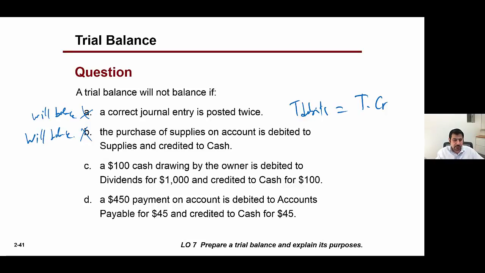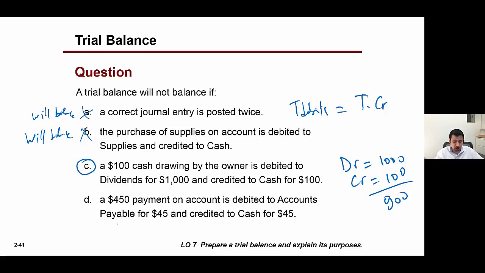The third one is $100 cash drawing by the owner is debited to dividends for $1,000 and credited to cash for $100. Now this one will not balance. So this is the right answer. Why? Because the debits here are equal to 1,000, whereas the credits are 100. There will be a difference of $900.